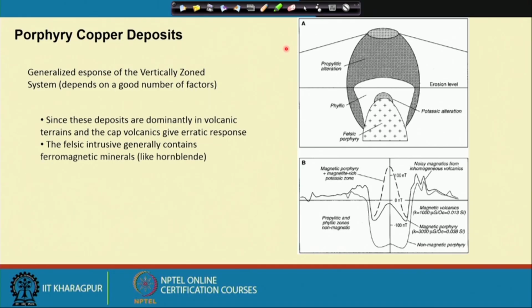And let us say how a porphyry copper deposit will actually show up on a magnetic anomaly that is measured in the area where the ore body is occurring. Suppose this is the porphyry copper ore body, this is the propylitic alteration zone which is dominated by chlorite and epidote, and this is the potassic alteration zone, and here is the felsic porphyry, this is the phyllic zone, and we know that the ore minerals will be accumulating over here.